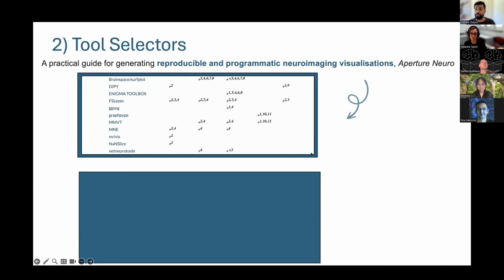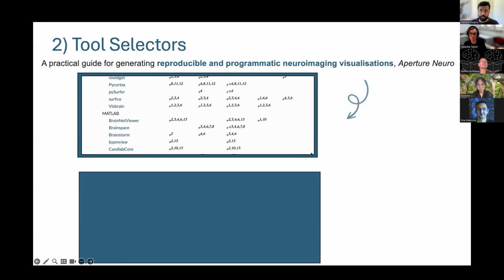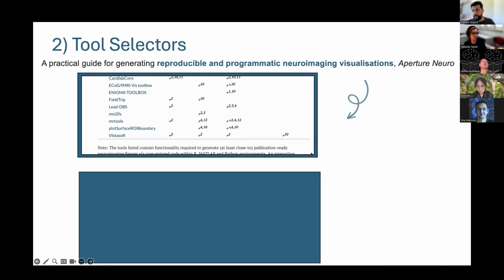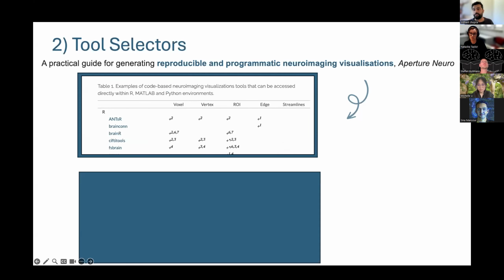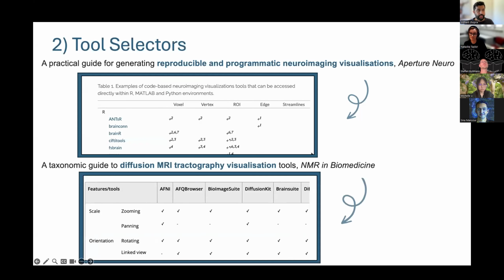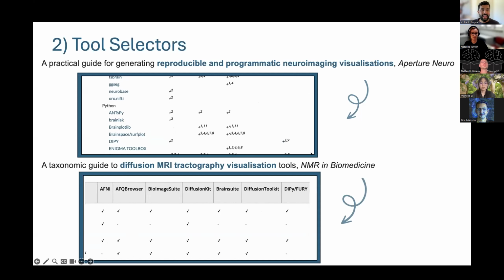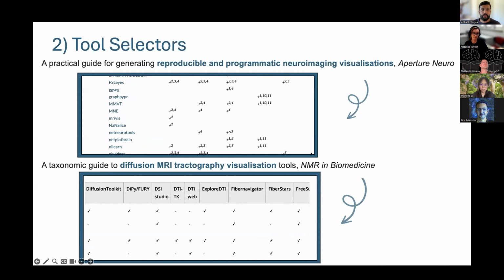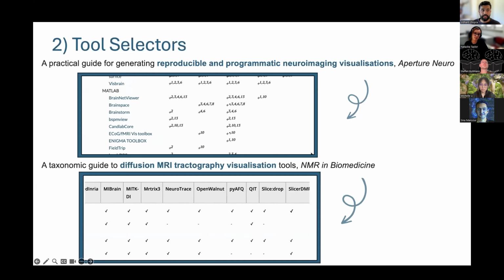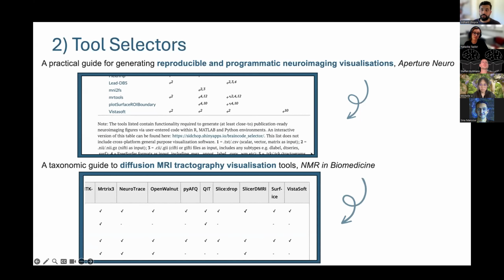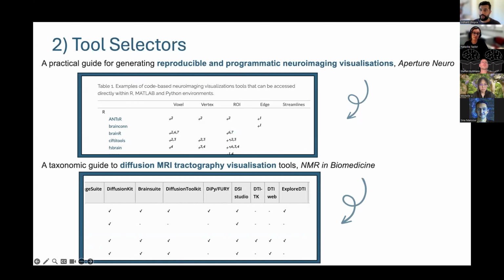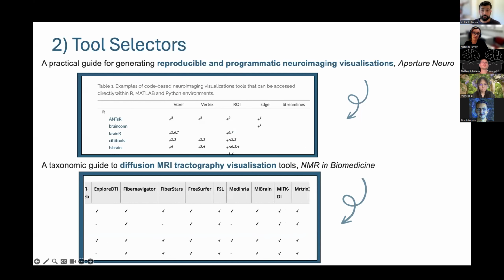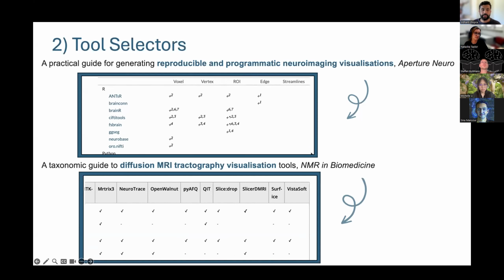And you can add your own tools to this. I'll give you the link at the end, but there's an interactive form where if you develop a tool or find one that's not on there, you can enter it in this table, and it will automatically update with that information as well. And Maxim's group recently did the same thing, but with diffusion MRI tractography specific visualization tools. Again, a lot of these are not programmatic. Nonetheless, they do provide a staggering range of functionality to do with tractography, and they can produce some really accurate and beautiful images.